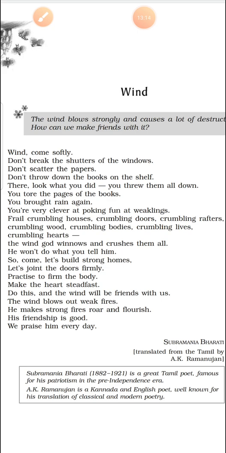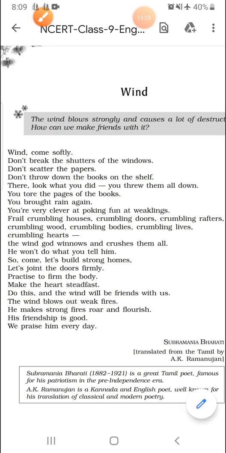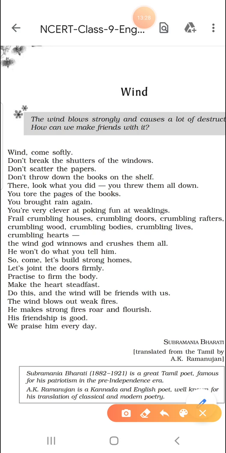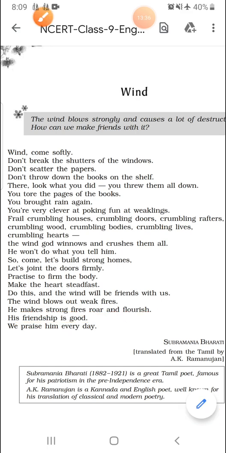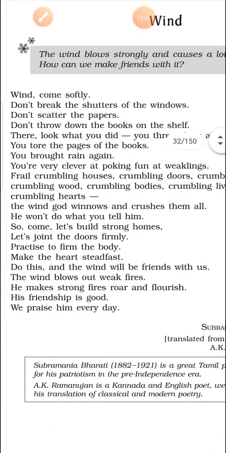Alright, now let's read the last 4 lines. Do this and the wind will be a friend to us. The wind blows out weak fires. He makes strong fires roar and flourish. His friendship is good. We praise him every day. In these lines, the poet has kept the wind on a pedestal. He is comparing the wind to God. He says that wind is God and we praise wind every day, like we praise our God.